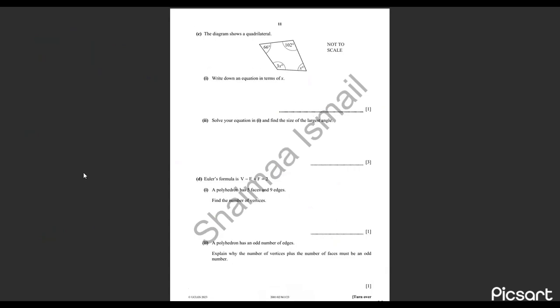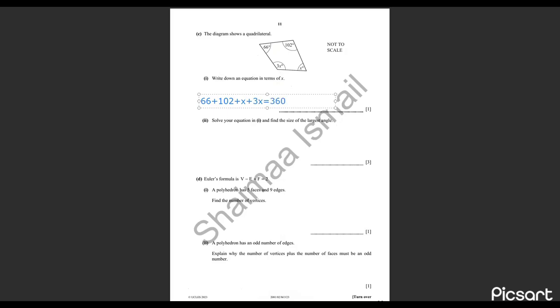Here, number C, we have a quadrilateral. And here he gave you two angles, and the last one is x. For sure, he wants us to write an equation in terms of x, then get the value of x. So to write an equation in terms of x, this is a quadrilateral, so adding up its angles, the sum of its interior angles is equal to 360. So plus 102 plus x plus 3x equal to 360.